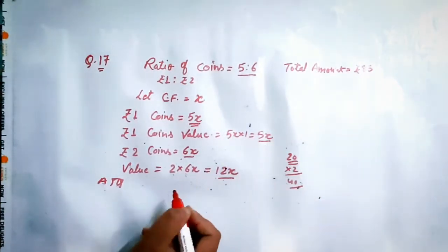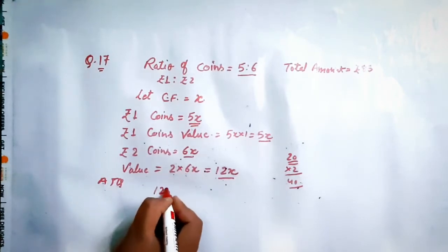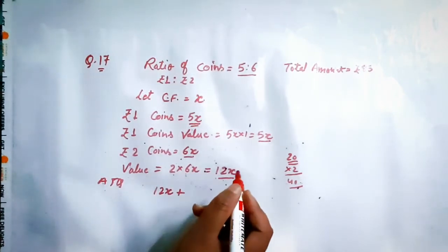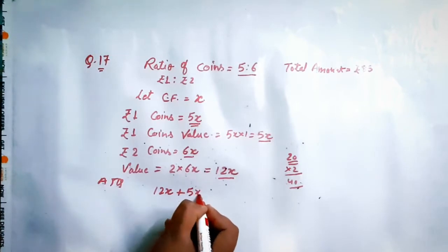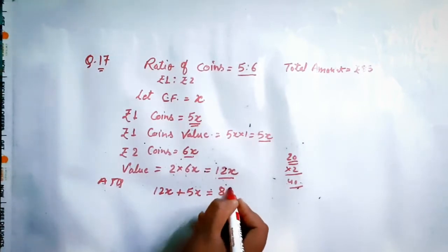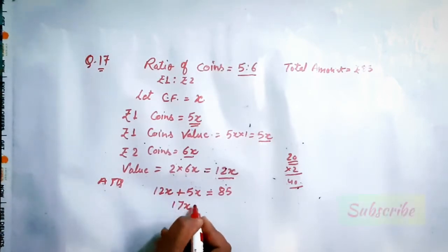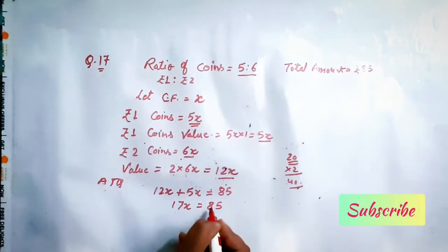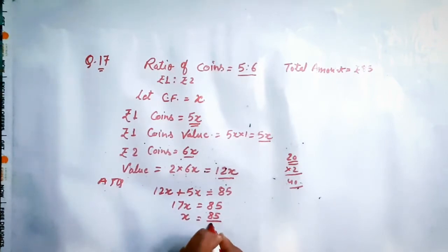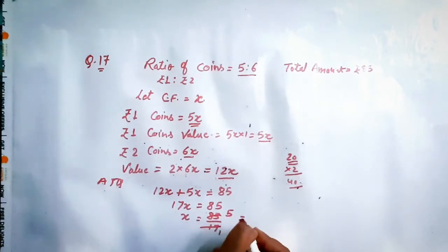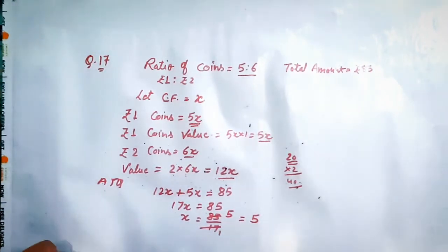Now according to the question, the total amount, that is the total of 2 rupee coins plus the total of 1 rupee coins, will be equal to 85. So 12x plus 5x is equal to 85. 12x plus 5x is 17x, which equals 85, and the value of x will be 85 upon 17. 17 ones are 17, 17 fives are 85, it is equal to 5.